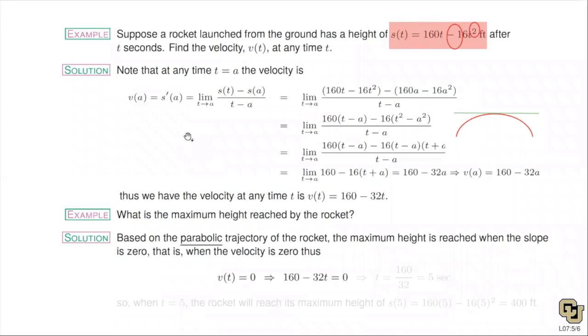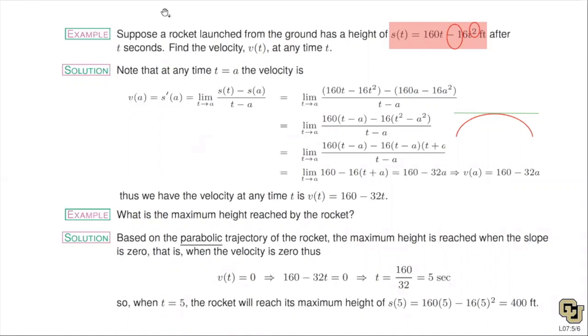So I set the velocity to 0, and we solved for velocity in the previous slide, and I get that t is equal to 5 seconds. When t equals 5, I can plug that into the position function, and I can determine that at t equal to 5 seconds, the rocket reaches its maximum height of 400 feet. And remember, the parabolic shape of the trajectory is very important. That's how I know the peak is happening when the derivative is 0.